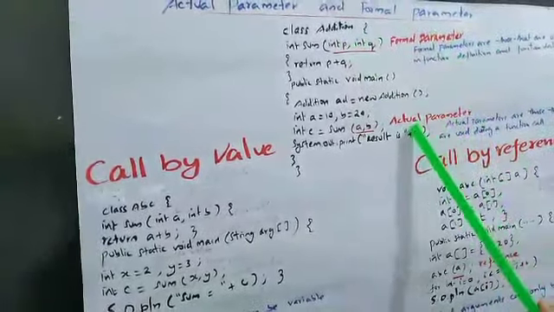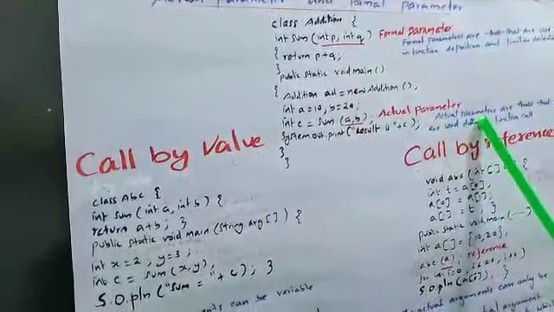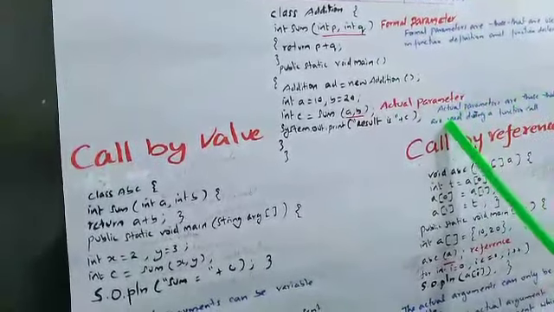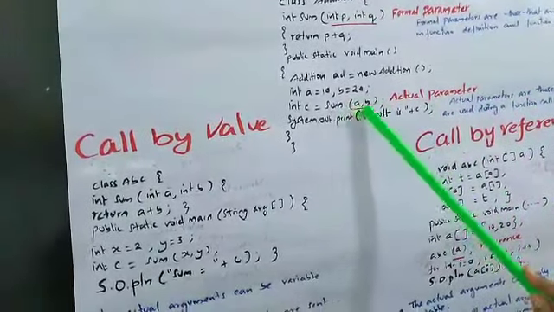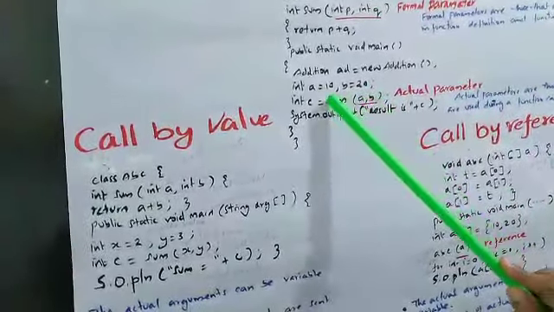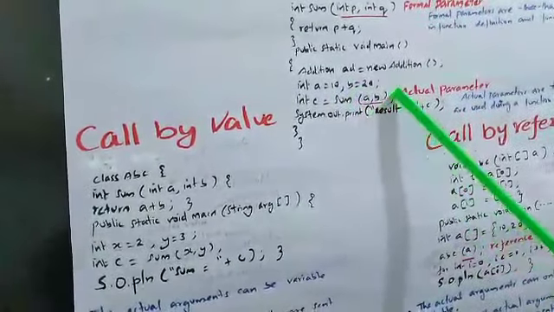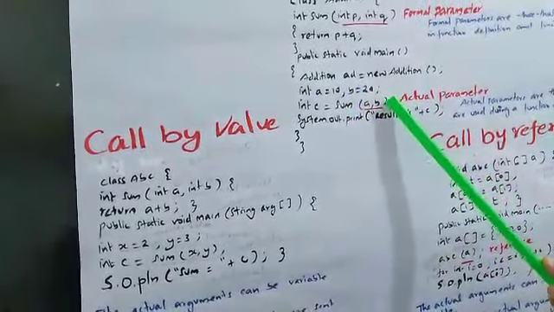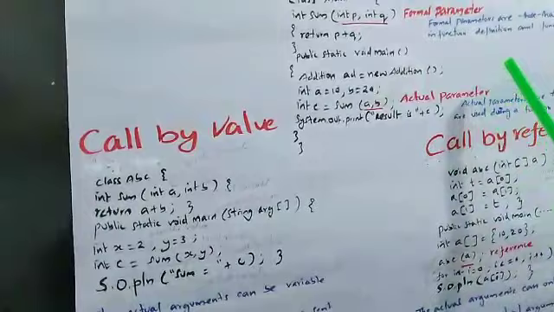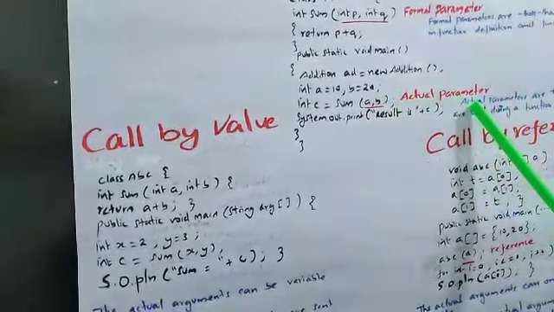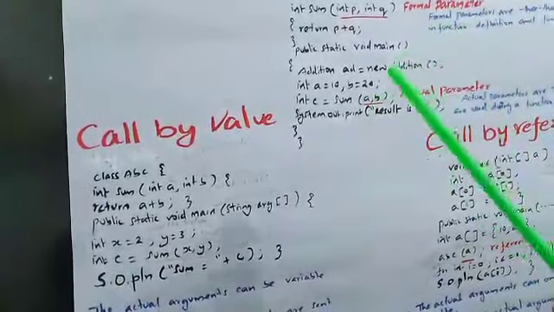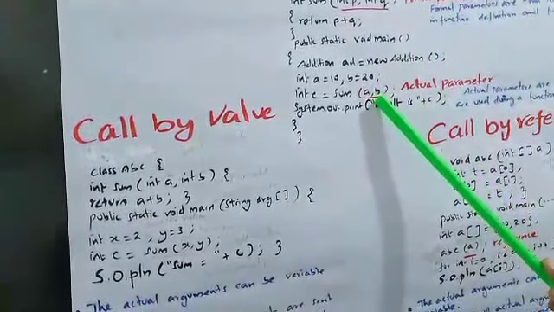Now we come to the actual parameter. Actual parameters are those that are used during a function call. That means these are the actual parameters, and we use actual parameters at the time of calling a function. So this we call an actual parameter. Actual parameters are those that are used during a function call.